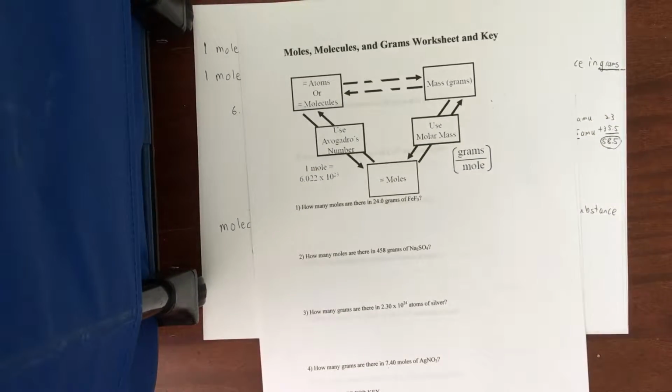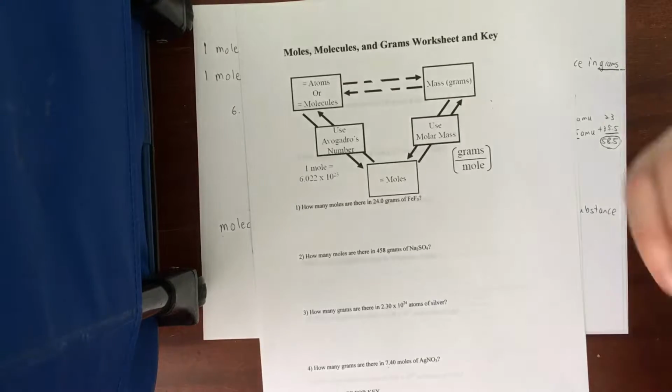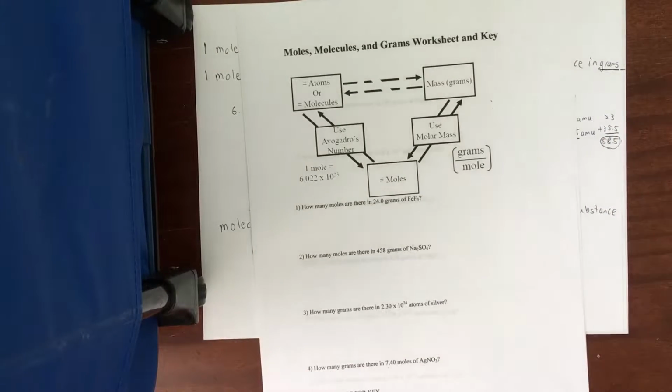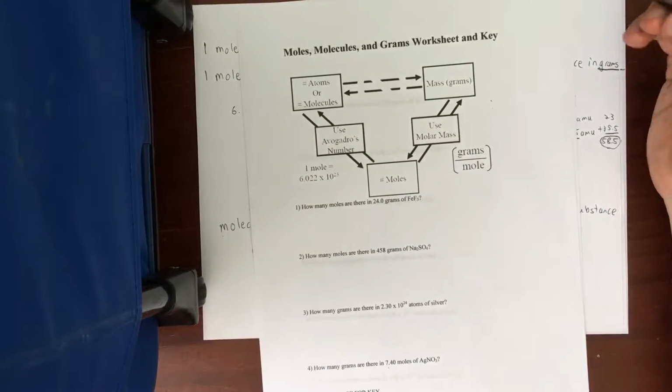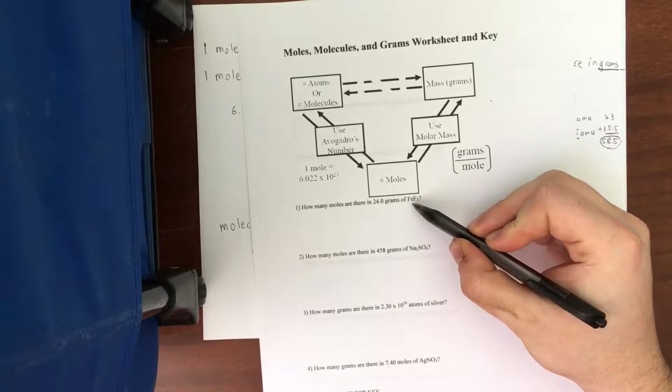And what we're going to do together is I'm going to walk you through a few of your homework problems so that I can show you the overall process here and how this works. So the first question is, how many moles are there in 24.0 grams of iron 3 fluoride?